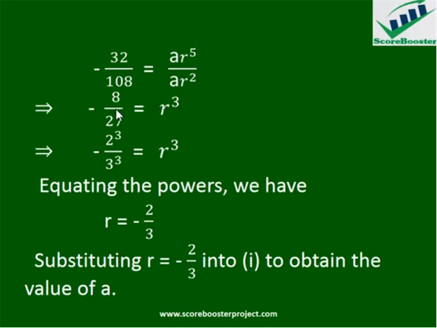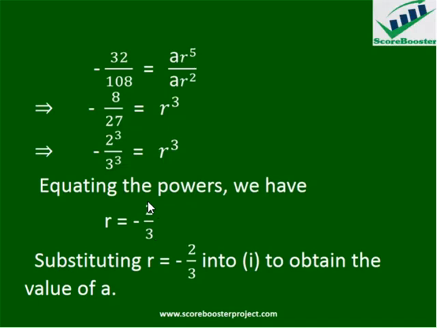So now we write this. Since this is in its exponential form, we also write this fraction in its exponential form. So 8 can be written as 2 raised to the power 3, and 27, as we know, can be written as 3 raised to the power 3, which is r cubed. You can see that all these have the same power. So since we now equate the powers, since they have the same power as r, definitely r will be equal to minus 2 over 3.